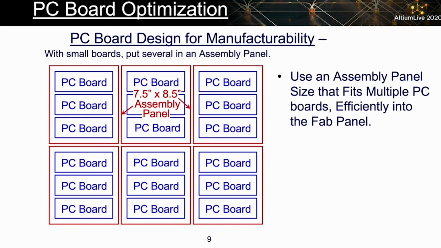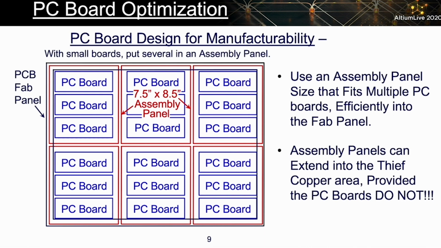We would simply put V-grooves or mouse bites around the circuit boards inside the assembly panel. And all this worked perfectly. And as I said, it fit perfectly in the 18 by 24 panel. But Rick, you've got the assembly panels extending into the thief copper area. Yes, I do. Notice the PC boards themselves do not extend into the thief copper area. The assembly panel can have thief copper on it because it'll overplate. Thief copper overplates, and you'll see why in a short while. It can have thief copper on it because it's going to get torn off and thrown away. So when you have to build things into assembly pallets, you can do this, but don't let your board extend into the thief area. Understand the processes.